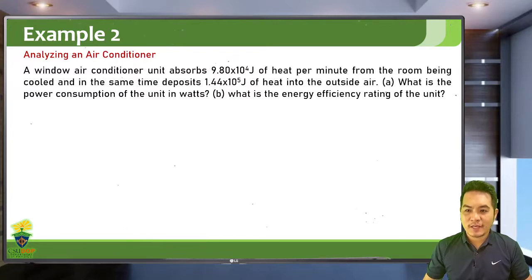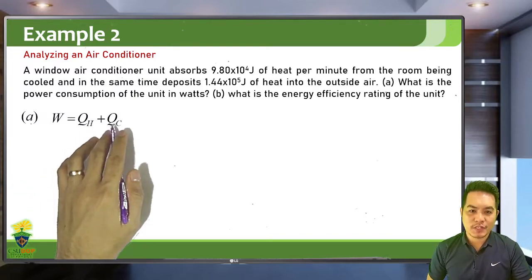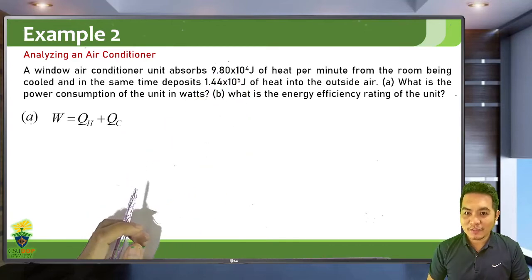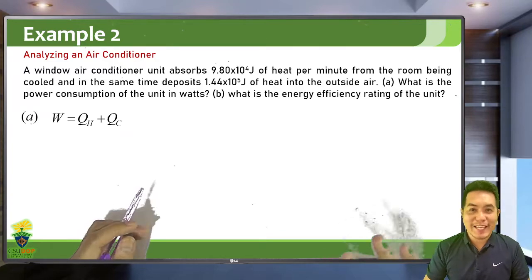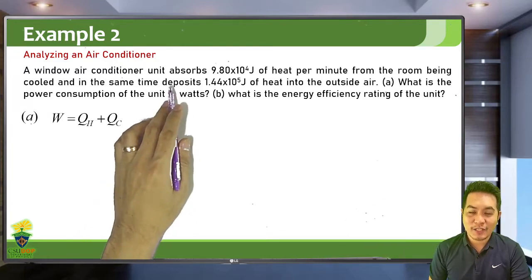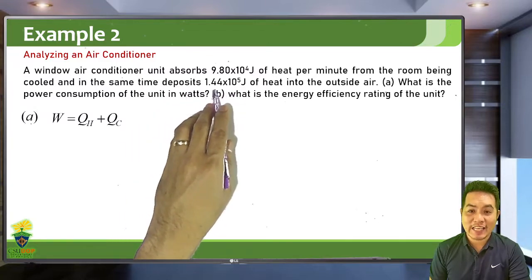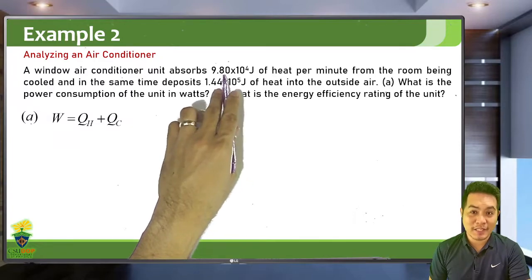If you want to solve for the power, it is work per unit time. So you need to solve for the work done on your refrigerator. To solve for the work done, it's just QH plus QC. So our QH is this one, our QC is this one. But take note, usually in word problems, you can't see the negative signs, but you just see the words. Deposits heat into the outside air, so meaning this is negative actually, negative 1.44 times 10 to the 5. And this is absorbed, so this is positive 9.80.